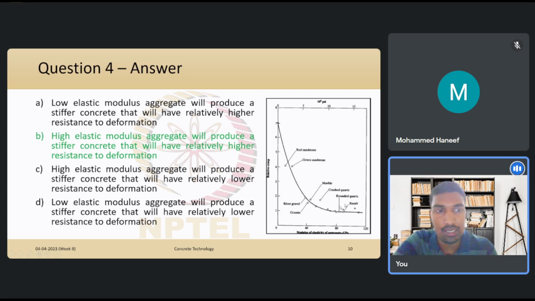So we see that the modulus of elasticity of aggregate has an effect on the creep, right? The higher the modulus of elasticity, the lower the creep that will be seen, right? So therefore, option B is the right one. When you have stronger aggregates, which is shown by this modulus of elasticity, it will take more load and it will also resist the deformation much more than aggregate with lower modulus of elasticity.